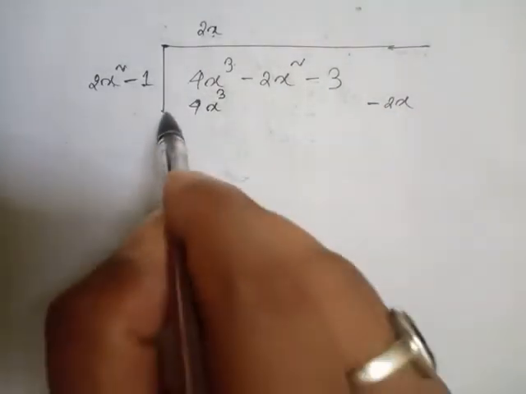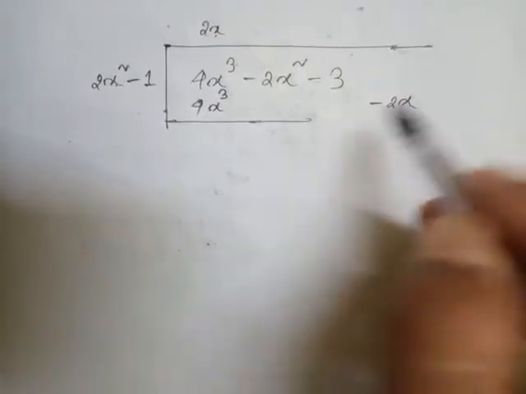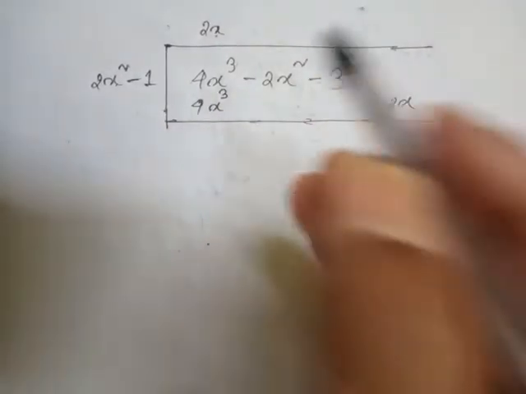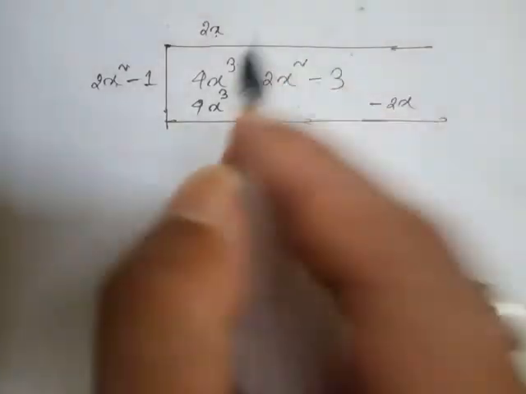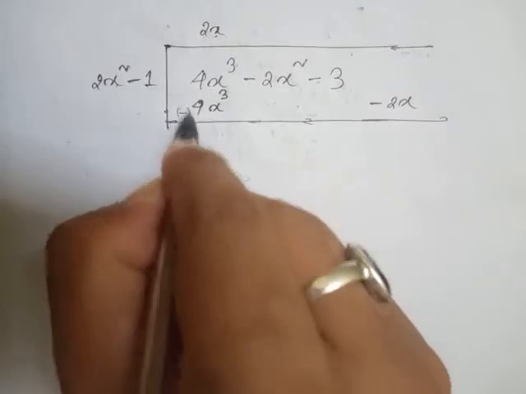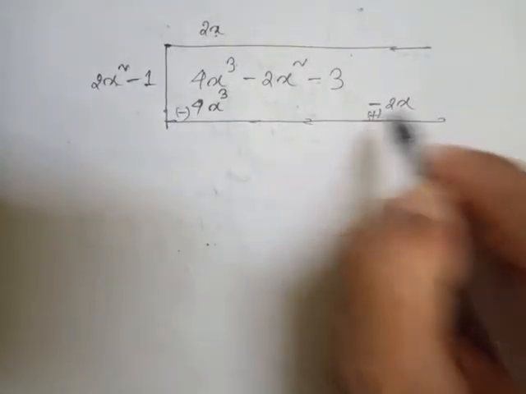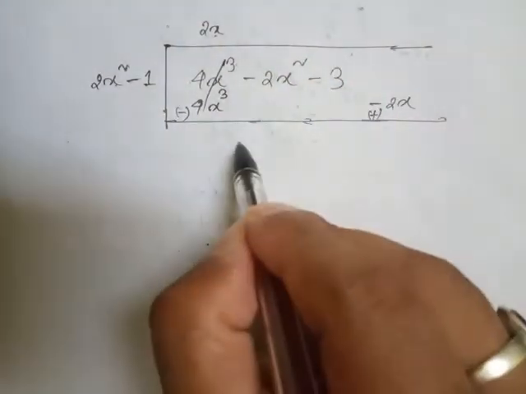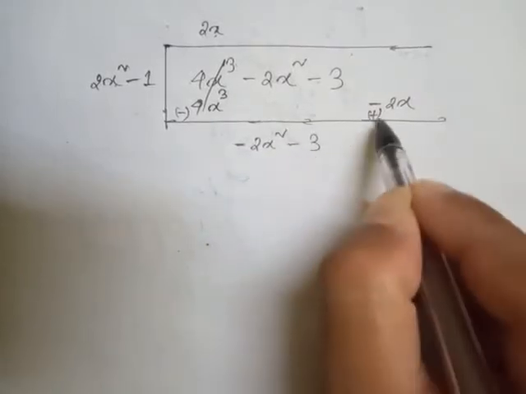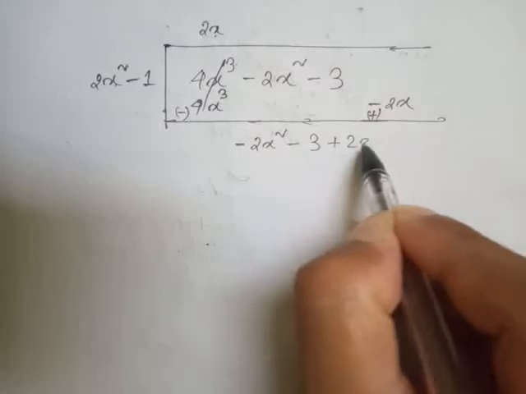Now look, after that go for the division. In the polynomial long division method, the sign of the second line will change. So this plus becomes minus and this minus becomes plus, so this will cancel. So the answer would be minus 2x square, minus 3, and this minus becomes plus, so plus 2x.